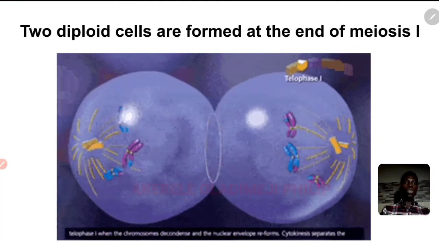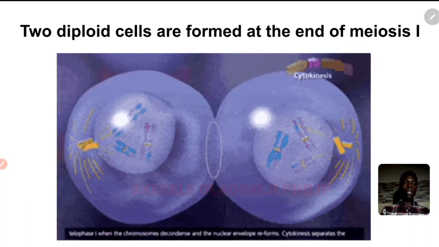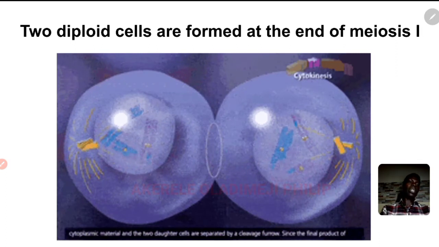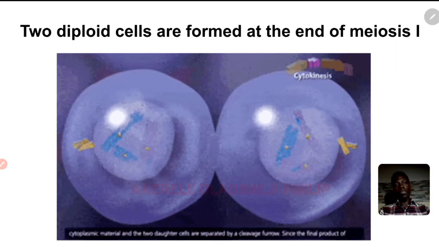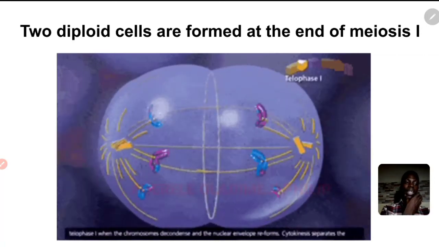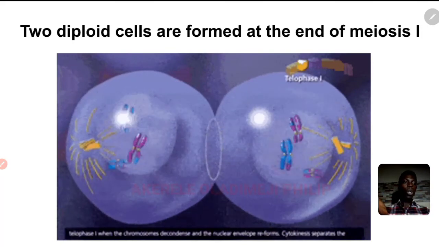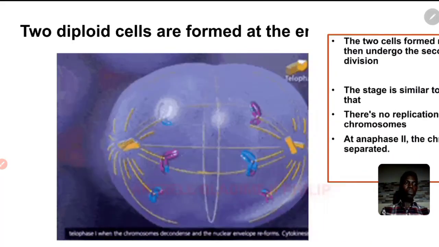Then 2 diploid cells are formed at the end of meiosis 1, basically. So these are the 2 cells that we are going to form at the end of meiosis 1. And the cell splits into 2 by what we call cytokinesis. You might want to watch other videos of mine on meiosis proper.